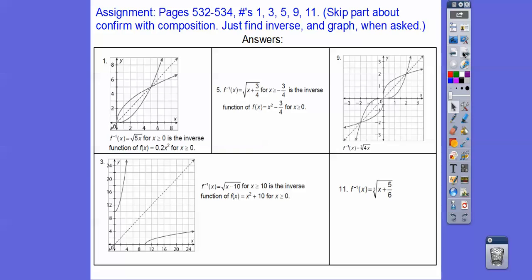All right, you guys, if you are in my class, you're going to get that groovy assignment. Okay, and then, hey, the directions say confirm with composition functions. You can skip that part. Just find the inverse and just graph it when they're asked, all right? You can skip the confirming with composition parts.